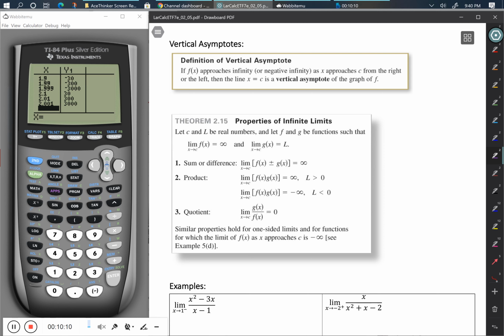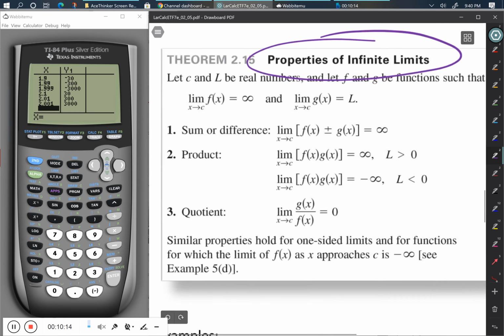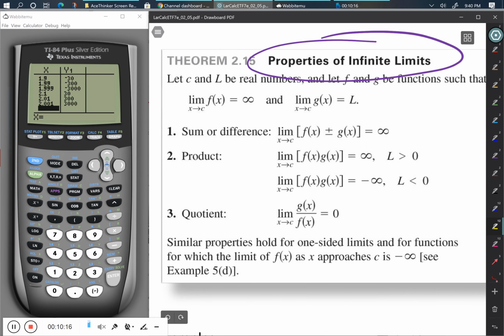All right. Some properties of infinite limits. I'm going to blow these up so you can take a look at them. So the if part here says if the limit of f of x is infinity and the limit of g of x is just some L, okay, so L could be 5 or 7, then what's infinity plus or minus L?